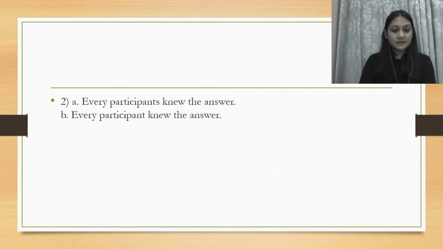Every participant knew the answer. Every participant knew the answer, or every participants knew the answer? With every, are we supposed to use plural members? Every member, every participant. Clear?